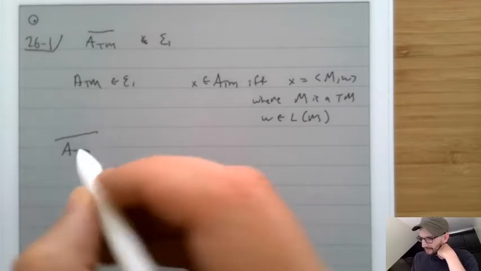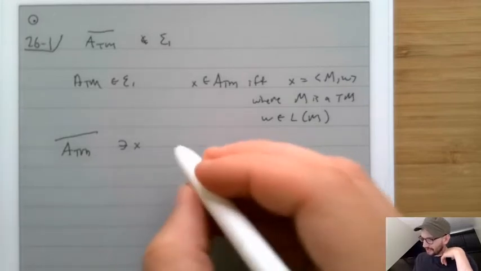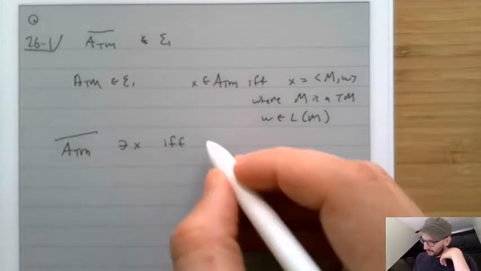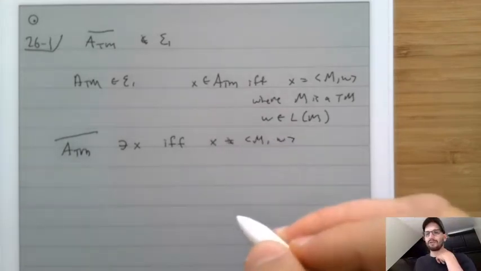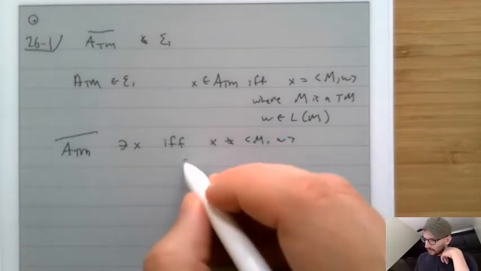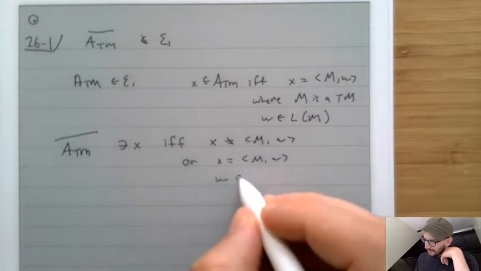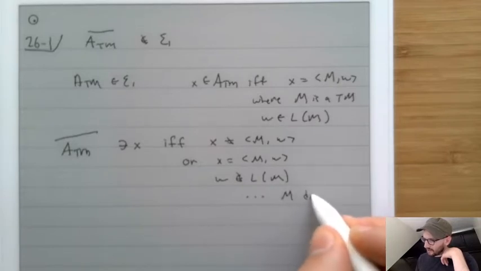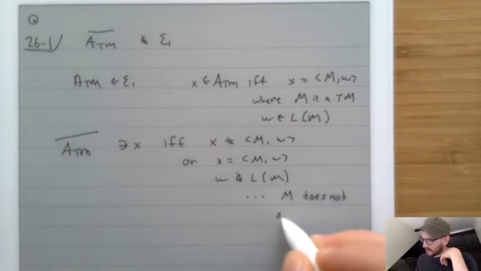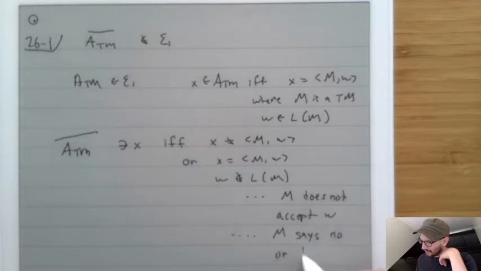So not ATM is the negation of this. That means that x is inside of not ATM if and only if x doesn't equal the encoding of M and w, meaning that it's some sort of invalid encoding, or it does equal the encoding of M and w, but w is not inside of the language of M, meaning that M does not accept w, meaning that M says no or loops.